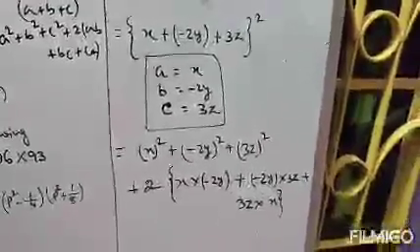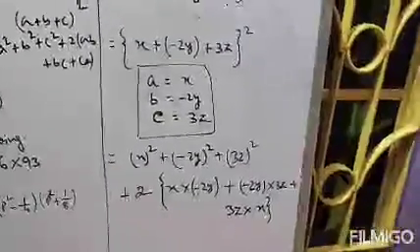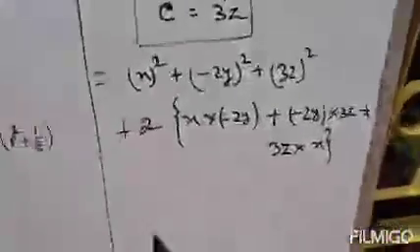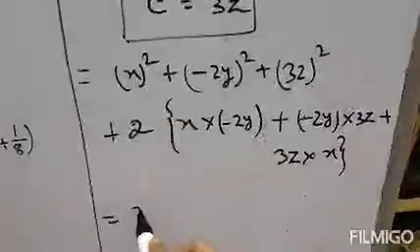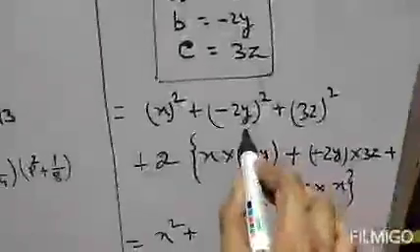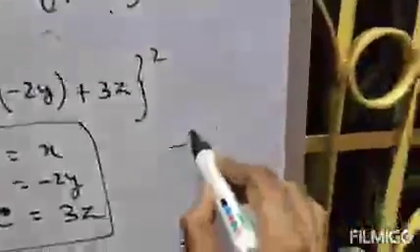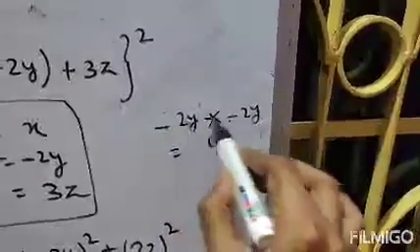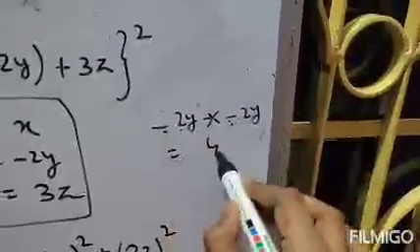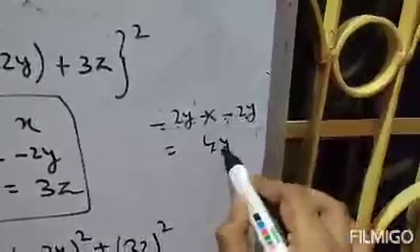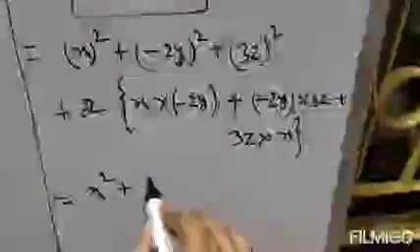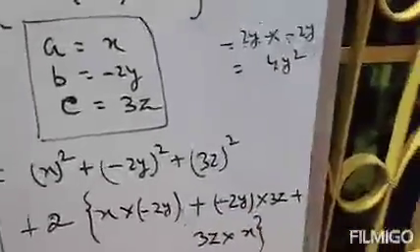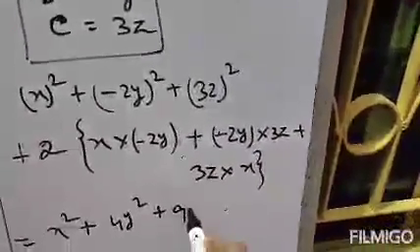Then bc, b is your minus 2y and c is your 3z, plus ca, c is your 3z and x is your a. Clear? Now solve. Therefore x square means x square. Now minus 2y square means minus 2y into minus 2y. Therefore minus minus plus, 4, 2 2s are 4, y's are y square, that means 4y square. So this is your 4y square, plus 3z square means 3z into 3z, so 3 3s are 9 and z's are z square.